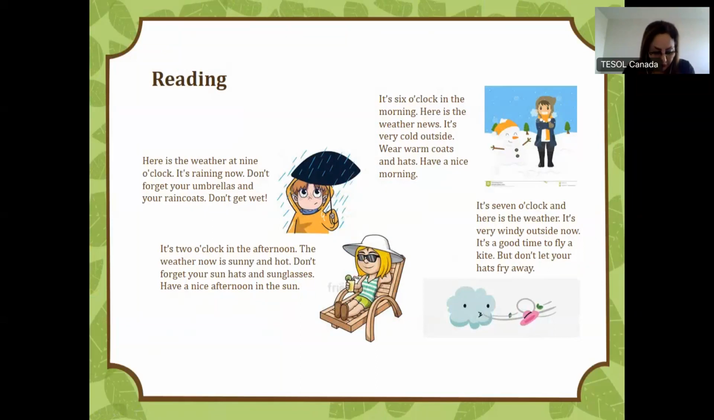Go through it. So they go through it very quickly and say it's 9 o'clock, rain, and at 2 o'clock it will be sunny, at 6 o'clock in the morning it's very cold outside, and at 7 o'clock it's windy. So they answer back. Then we ask them to read it again and answer some questions or decide whether some sentences are true or false. So that's scanning. They go through it.